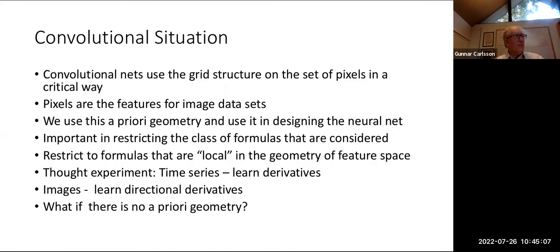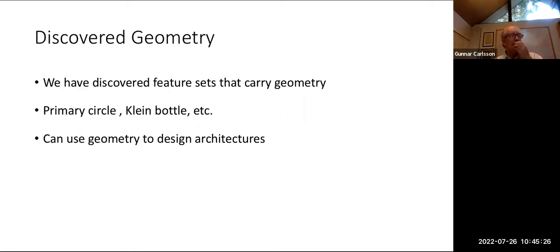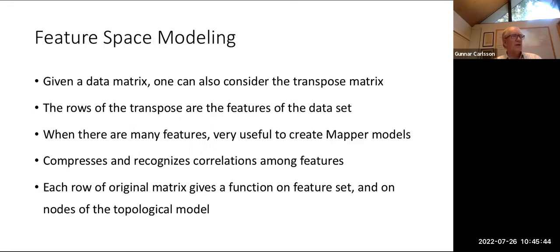So here we can ask the following question. In this case, we had done a scientific study. Let's say, for convolutional neural nets, you have an a priori geometry on your set of features, on the set of pixels, namely it's a grid geometry. But what if there is no such a priori geometry? Well, you might ask, is there a discovered geometry? And we've discovered feature sets that carry the geometry. Those are spaces like the circle and Klein bottle and so on. Each of those generates a feature by taking dot products against a particular patch. So you can use the geometry to do feature engineering and to design architectures.